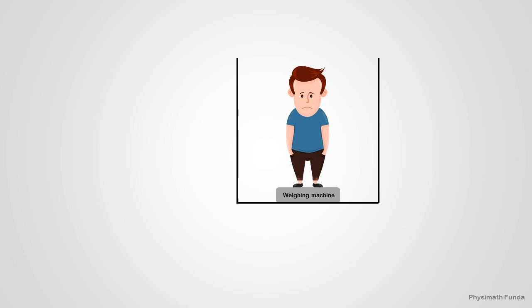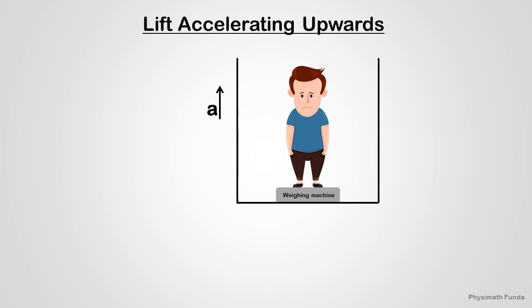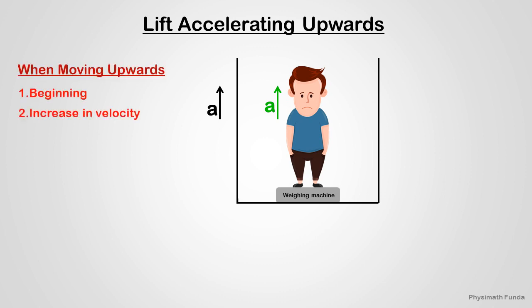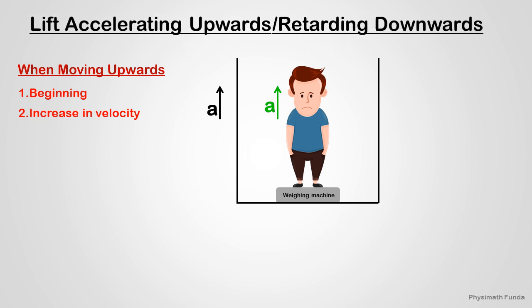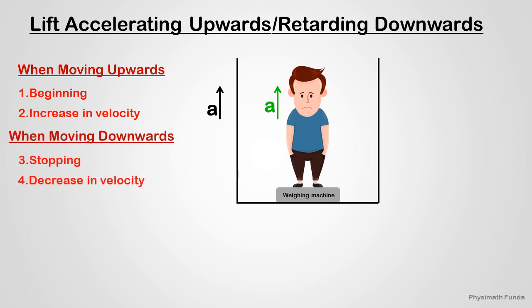Now imagine yourself in a lift which is accelerating upwards. If the lift is accelerating, everything inside the lift, including this man, also will be accelerating upwards. Now, when does the lift accelerate upwards? It happens when the lift begins to move upwards, or when there is an increase in its velocity while moving upwards. It also happens when the lift retards in the downward direction, that is, when the lift is stopping its downward journey, or when there is a decrease in its velocity while moving downwards.